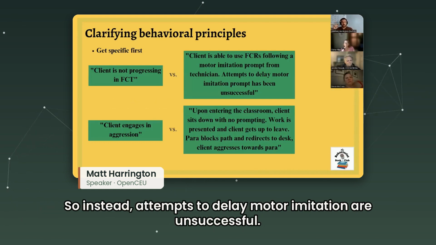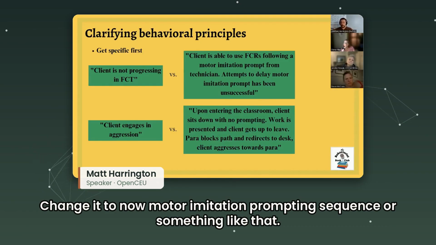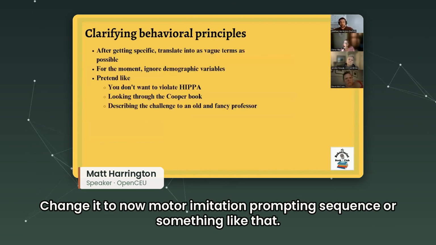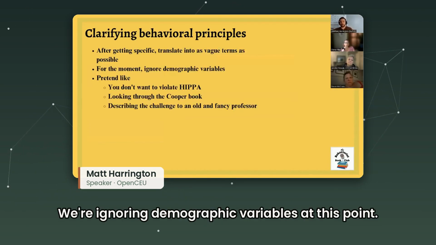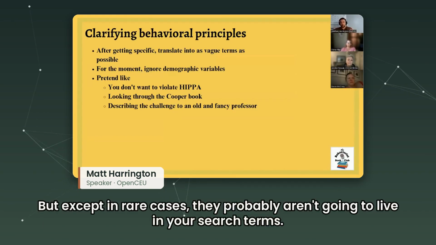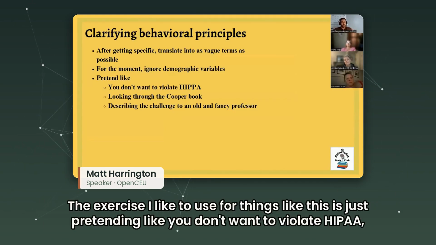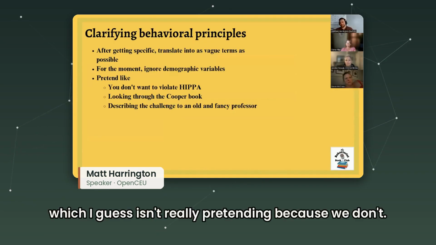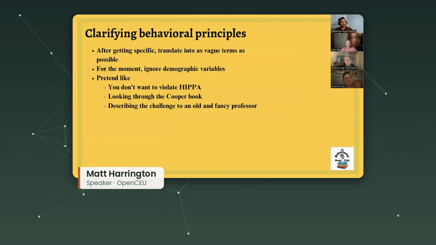So instead, attempts to delay motor imitation are unsuccessful, change it to now motor imitation prompting sequence or something like that. We're ignoring demographic variables at this point. We are going to bring demographic variables in, but except in rare cases, they probably aren't going to live in your search terms. The exercise I like to use for things like this is just pretending like you don't want to violate HIPAA, which I guess isn't really pretending because we don't.